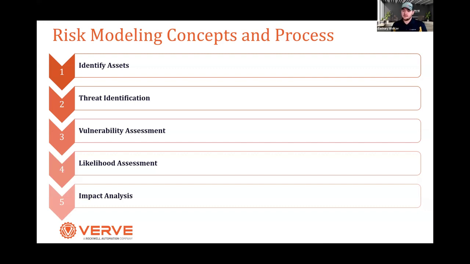So you can start looking at them and saying, okay, this is a critical vulnerability, but there's a very slight likelihood that it's ever going to be impacted, which could then push it further down the list as far as prioritization. And then finally, for this page, is impact analysis.